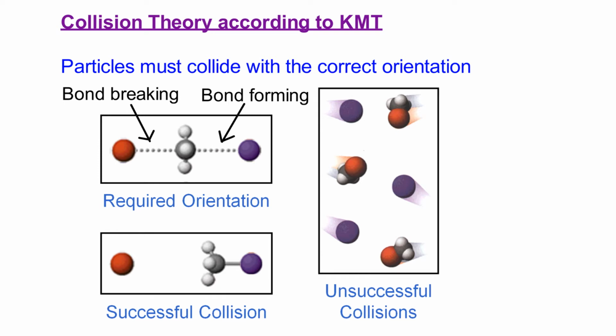So again, looking at that first criteria, particles have to collide with one another in the correct orientation. Generally, this is a head-on collision. And they have to collide with the correct orientation so that the bond breaking between molecules and the bond forming between molecules can happen. If they're just bouncing around and they're not actually having head-on collisions, we have what we call unsuccessful collisions, versus those head-on collisions, which are generally going to be our successful collisions. So they have to collide with the correct orientation. That's the key part here.